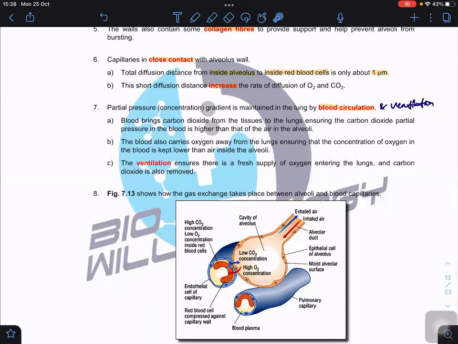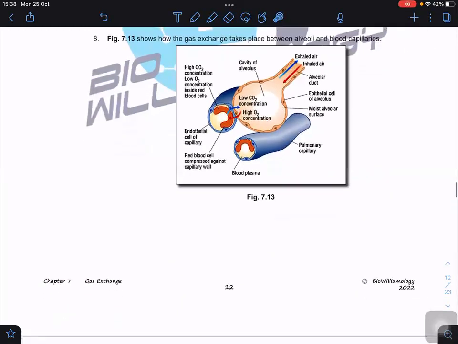So with the ventilation. Okay, so this diagram actually summarizes the process that takes place inside one alveolus. Okay, so this is the alveolar cavity. We have low partial pressure of CO2 and high partial pressure of CO2. Therefore, CO2 can move from the red blood cells or from the blood plasma, not tissue fluids, and enter into the cavity of the alveolus.